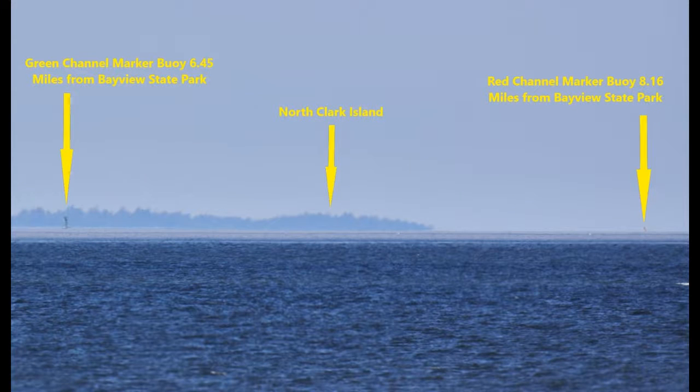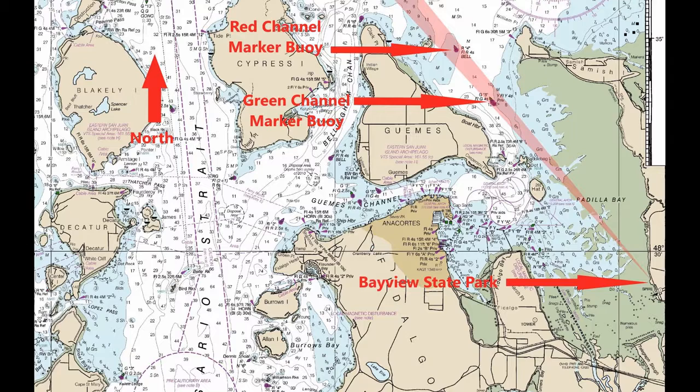Now let's take a look at a telephoto shot using a 1000mm lens on a regular DSLR. As you can see, the green buoy channel marker is indicated on the left at 6.45 miles from Bayview State Park, and the red channel marker is at approximately 8.16 miles on the right. You'll notice from the NOAA chart map the two buoys line up in relation to the direction of Clark Island from where I took the picture.